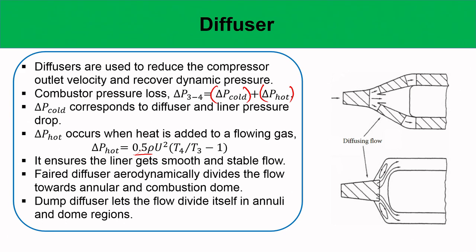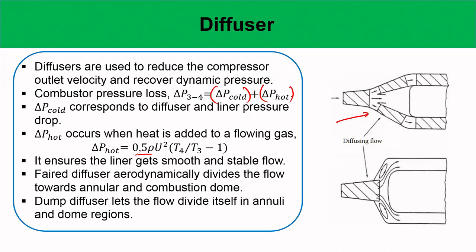To reduce this pressure loss, we want to have a low u. So the diffuser is used for that purpose, and it also ensures that the liner gets a smooth and stable flow. The diffuser has multiple purposes: it not only minimizes the pressure loss, but it also ensures that the flow, which can be strongly turbulent coming out of the compressor, passes in a very aerodynamic manner into the combustor.